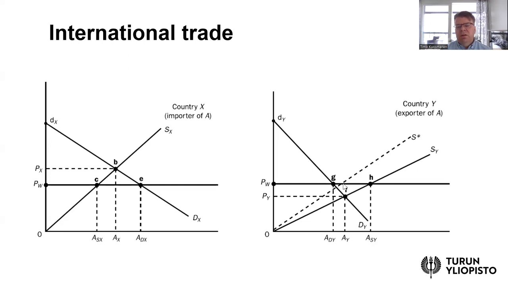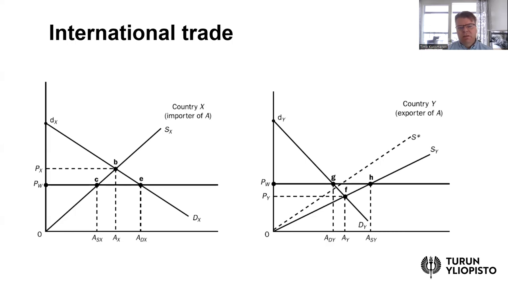This means that consumption decreased, because the consumers follow the demand curve, and the consumers in country Y move from point F to point G. So domestic consumption in country Y decreases and the price increases. The difference between H and G is exported. And if you have only two countries, then the amount exported by country Y should be equal to the amount imported by country X.